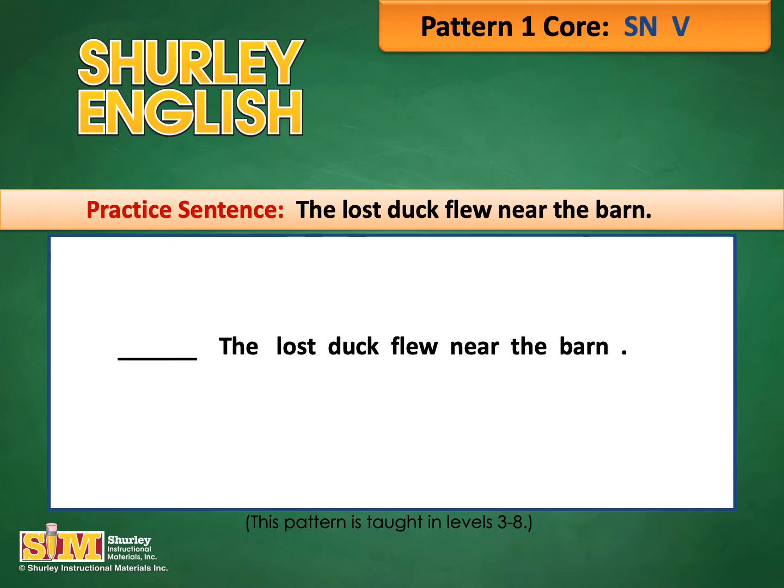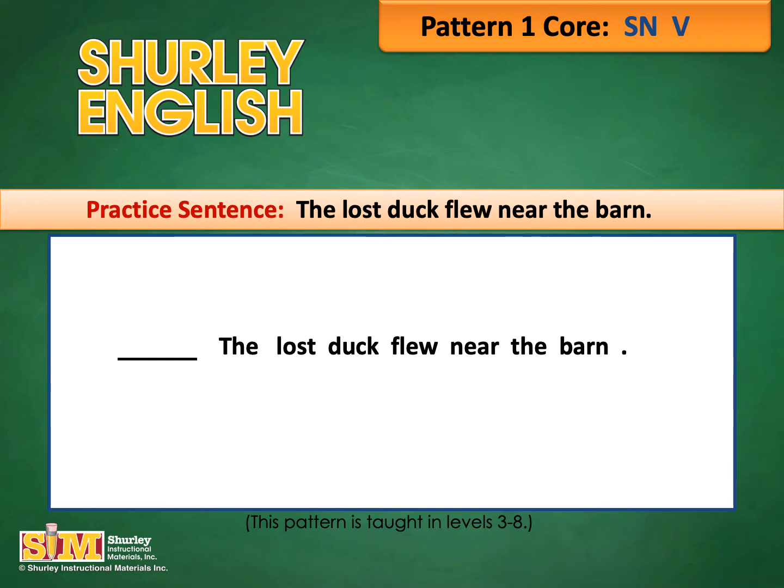The core parts of a Pattern 1 sentence include a subject noun and a verb, and they must be located first. Shurley English teaches students how to ask the right questions to get answers, which will help them identify these parts in the sentence. This feature is known as the question and answer flow. Let's use this sentence to label and classify the core parts only. Ready? The lost duck flew near the barn.